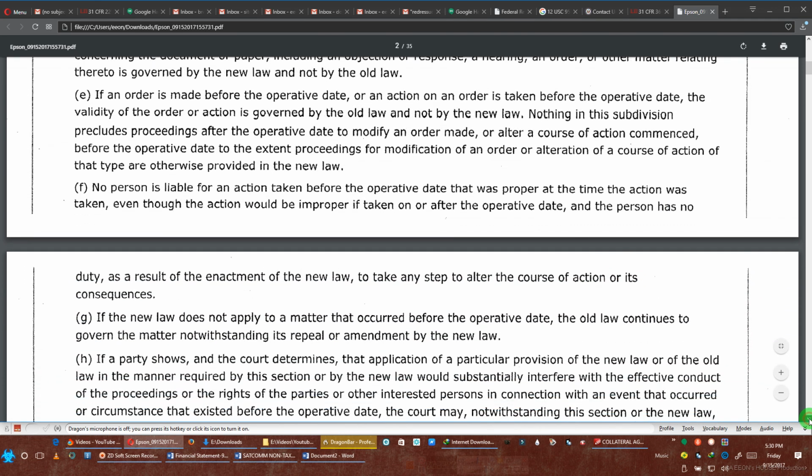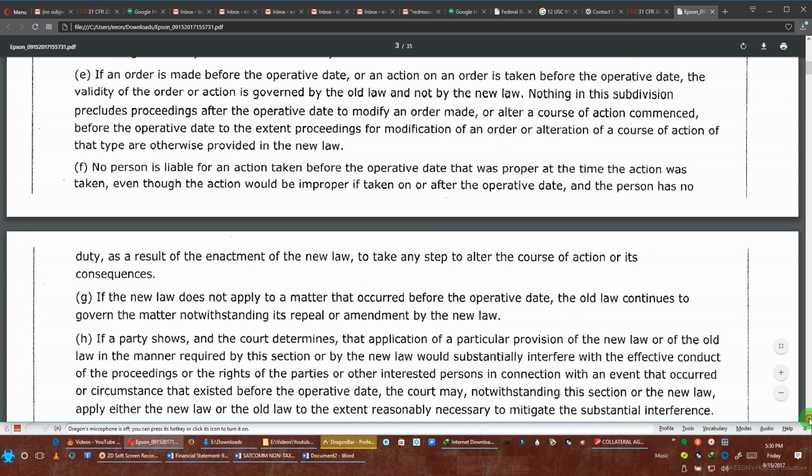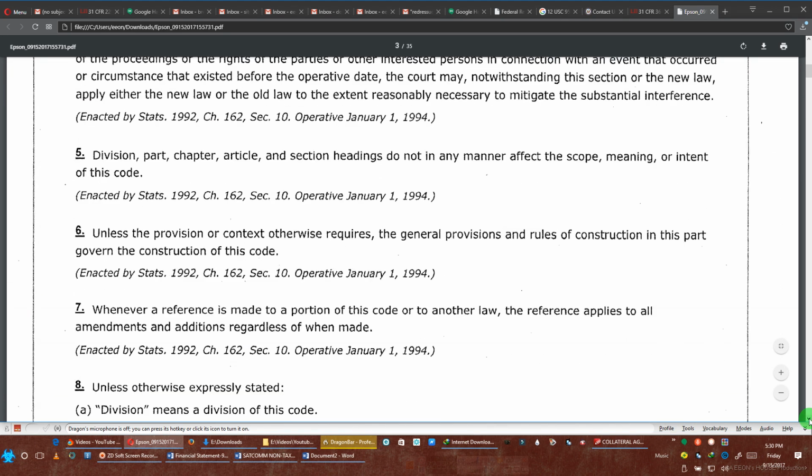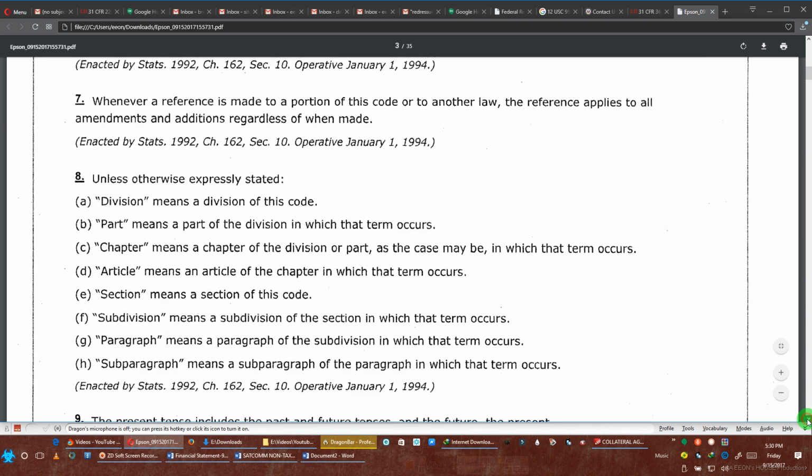Let's see. No, this is that new law, so we don't need that. Unless provisions and context otherwise requires, general provisions and rules constructing this part govern the construction of this code. So not really worried about that unless expressly stated division means. And then we're going to do that code in a second.